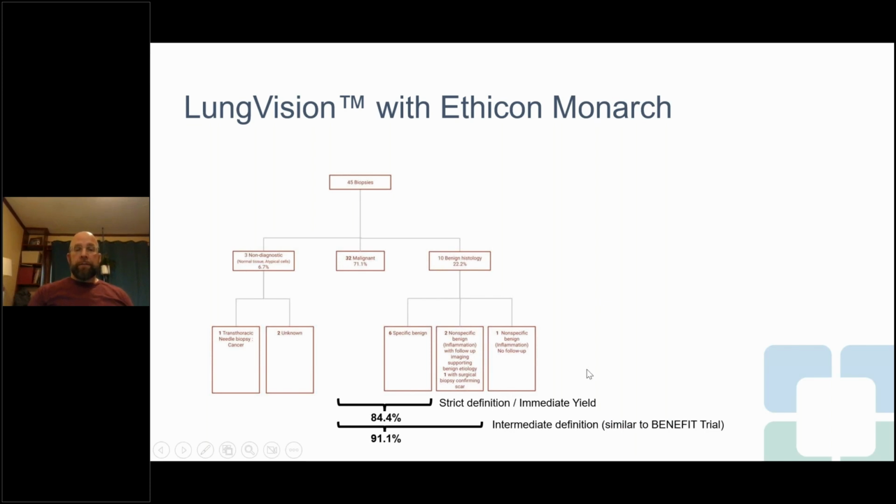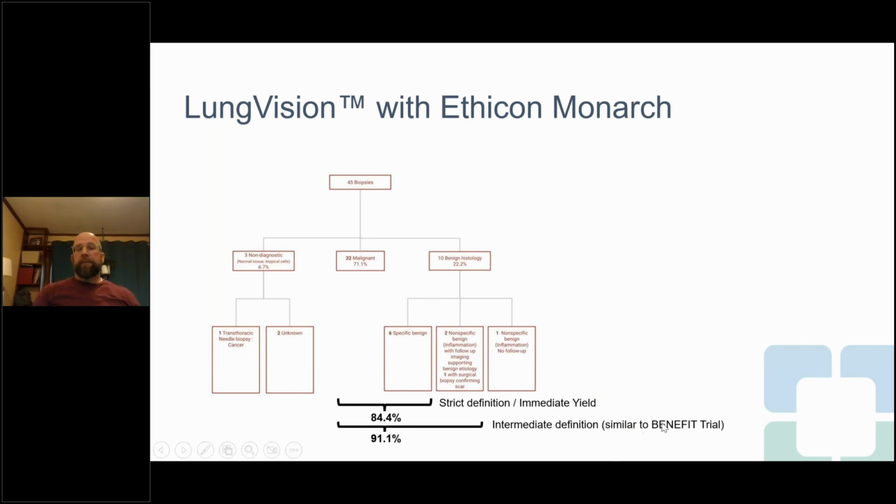Now, if we use the strict definition and the immediate same-day yield, there were 6 specific benign diagnoses. That gives it an 84.4%. Still better than what we've seen so far in the majority of the trials coming through, with the exception of an isolated cone beam trial.